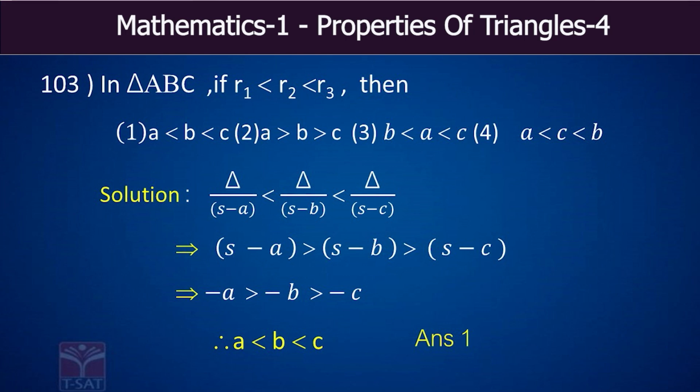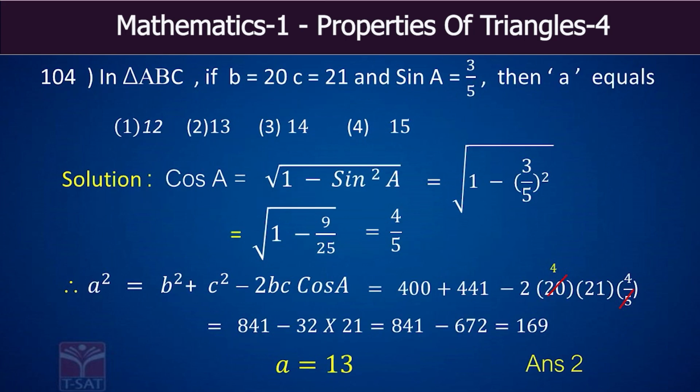Now you know that R1 means delta by S minus A. Delta by S minus A less than delta by S minus B less than delta by S minus C. So that indicates that S minus A greater than S minus B greater than S minus C, or A less than B less than C. So option number 1, 104.